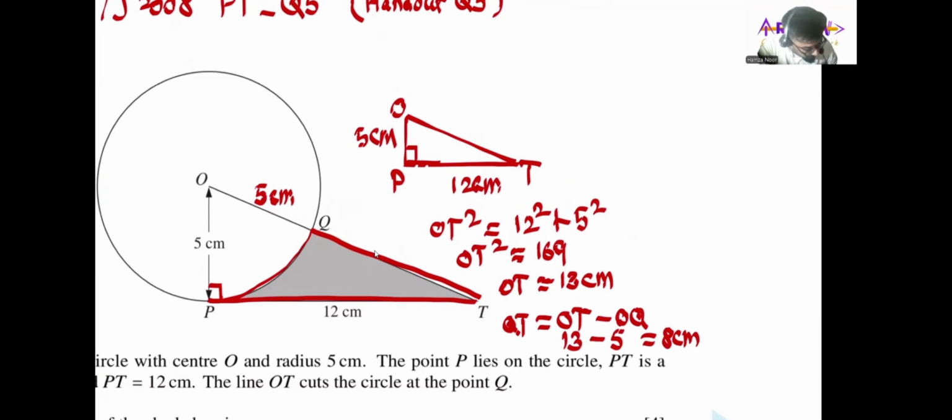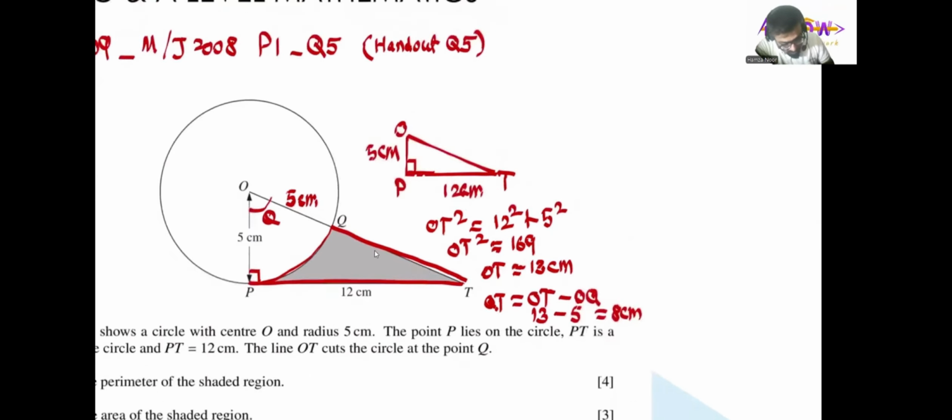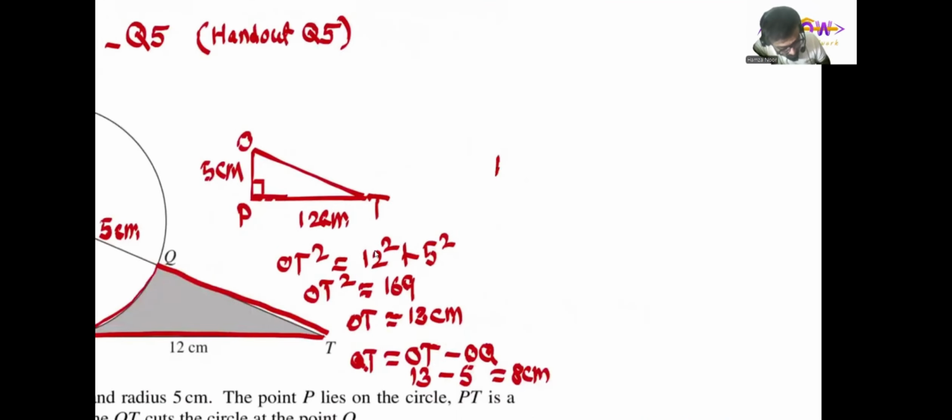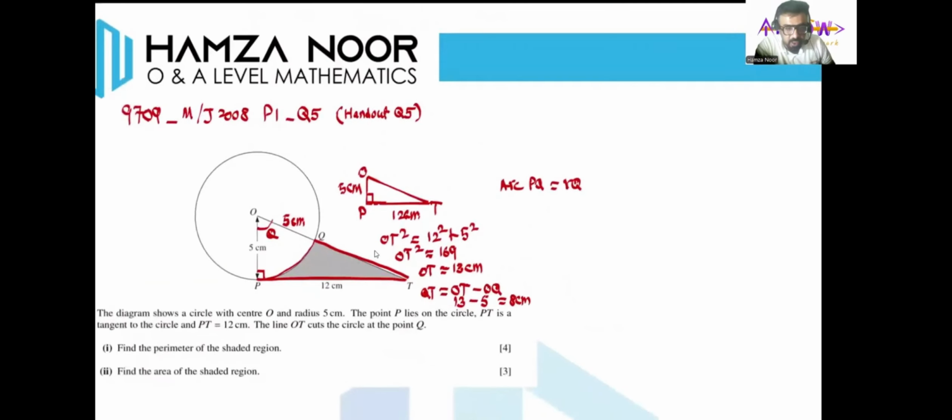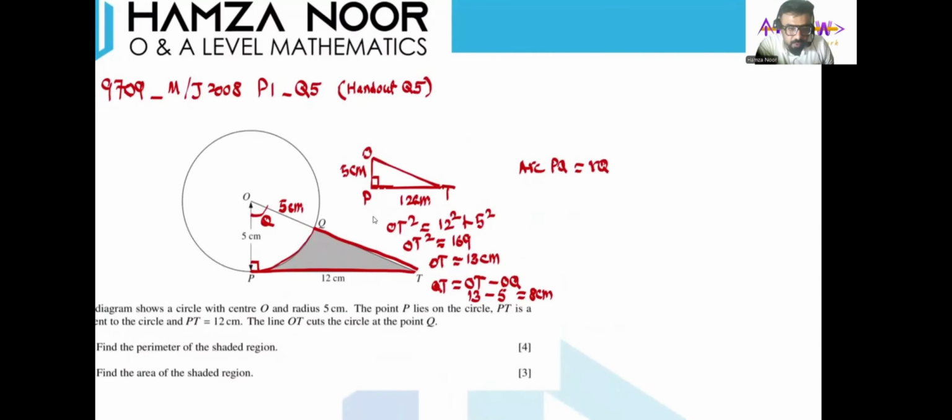And for that purpose, we need this angle theta over here. Okay. So I can say that arc length PQ is R multiplied by theta. As we know the radius of the circle, but we don't know this angle theta. Okay, we don't know this angle theta over here. So what we are going to do, first of all, we are going to find this angle theta.